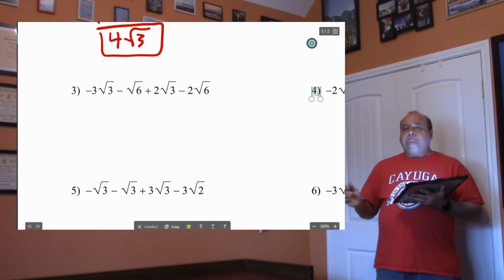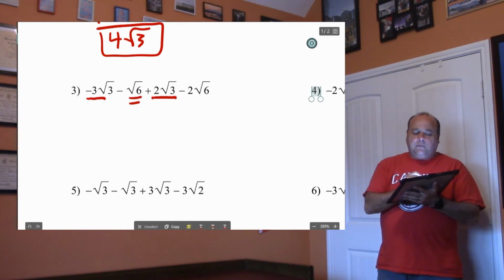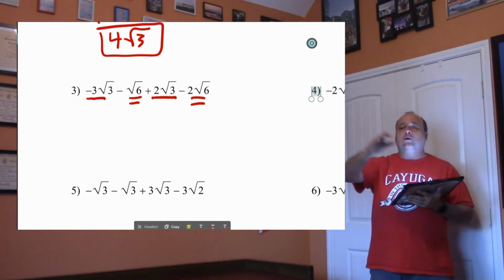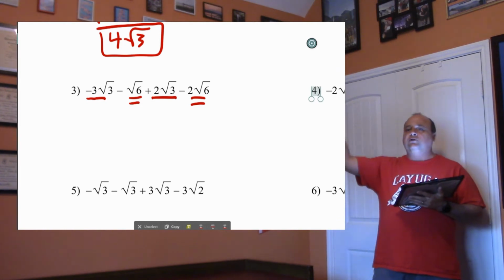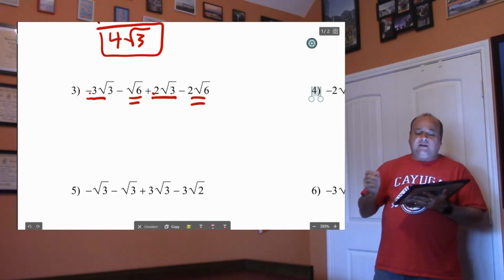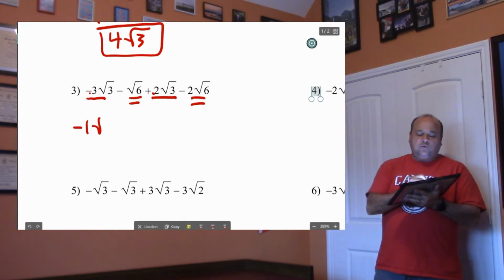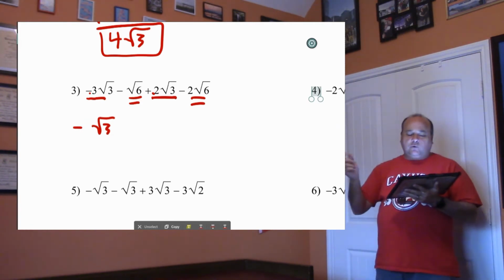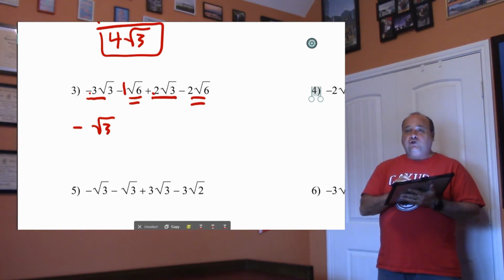Let's go to the next one. On the next one, I'm going to single underline my square root of 3s, and I'm going to double underline my square root of 6s. So you put your answers in order of square root amount. The smaller square root goes first, the larger square root goes last. So I'm going to group negative 3 and positive 2. Negative 3 plus 2 is negative 1 square root of 3, and remember, we won't put the 1, will we? So we have a negative square root of 3, and my 6 is going to be negative 1 minus 2.